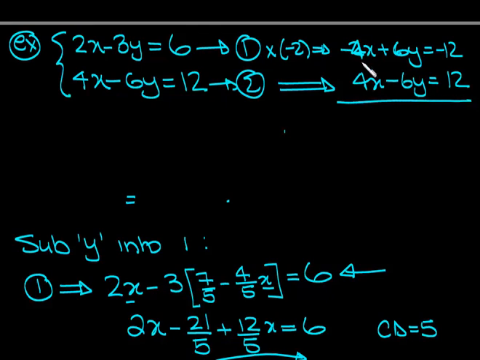So let's add them. This will cancel, this will cancel. Okay, and so does this. So we get 0 on the left is equal to 0. So if the two lines are the same, anytime you add them up, since you're multiplying one by a negative to eliminate one of the variables, when you add them up, everything gets eliminated. So in that case, we get infinite solutions.